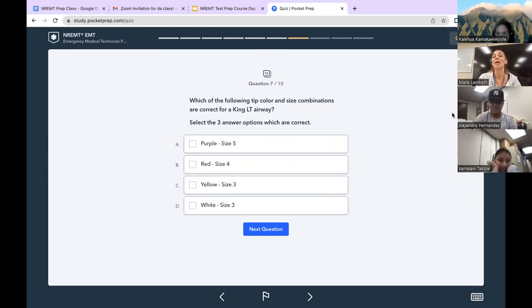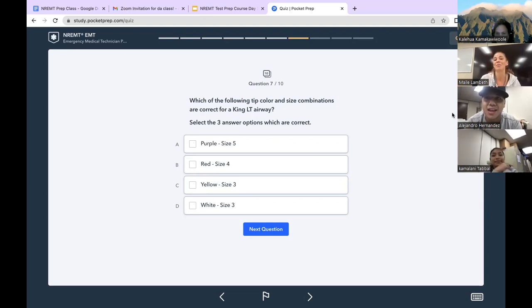Okay, which of the following, this one: who is familiar with the King LT Airway? Should probably be nobody, because we don't. Okay, A, C, and D. A, C, and D, that's your guess? Yeah. So this is one of those questions you would probably just have to guess.